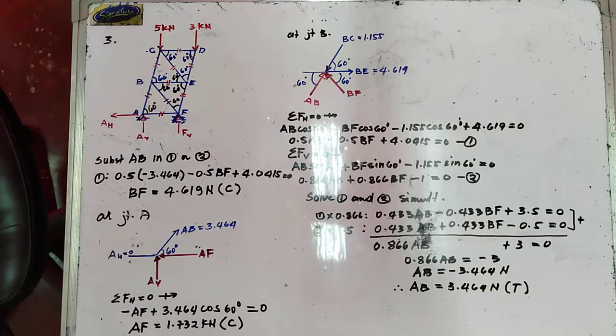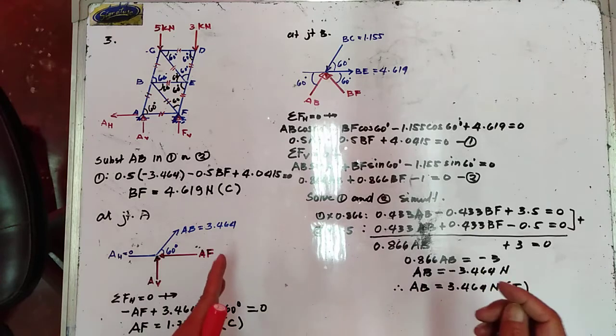Okay, so AF is now determined. So we now have the different forces on the different members of the given truss. Tabulate now the result.